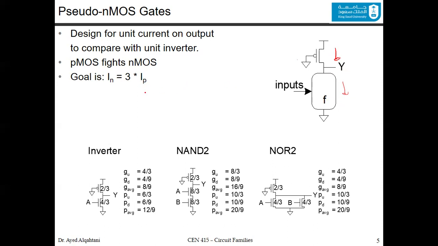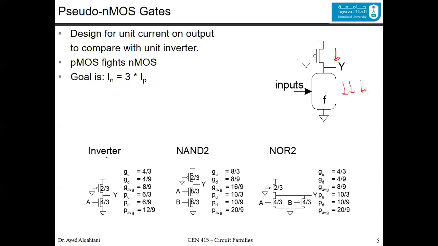So there is a goal, and there is a long discussion in the book about this. But the conclusion that was reached from this discussion is that the current of the N should be 3 times the current of the P to have a proper pseudo NMOS gate. So the current here is 3 times the current over there, to make this current win when the pull-down network is running, because this one is always on. This is the price that we are dealing with.